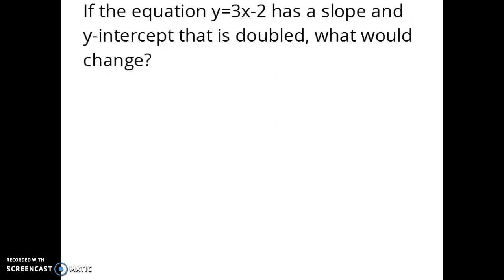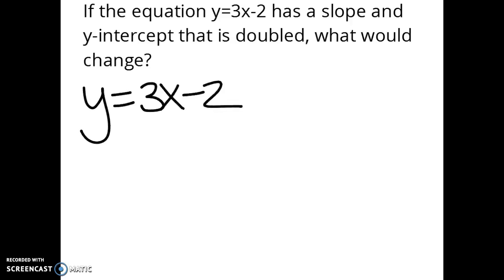If the equation y equals 3x minus 2 has a slope and y-intercept that is doubled, what would change? A better question would be how it would change. So we can actually answer both. Let's compare and contrast. The initial equation is y equals 3x minus 2. So if we doubled that, which means multiply by 2, the new equation would be y equals 6x minus 2.